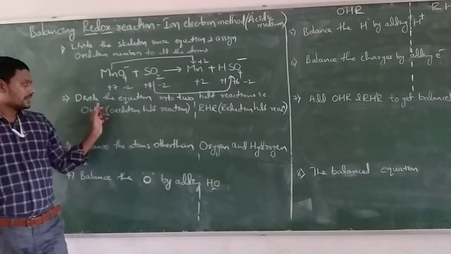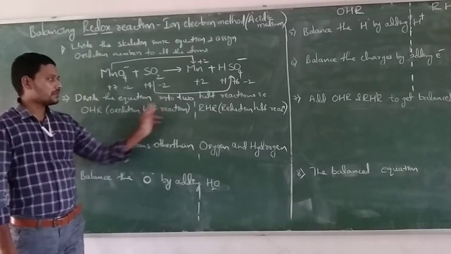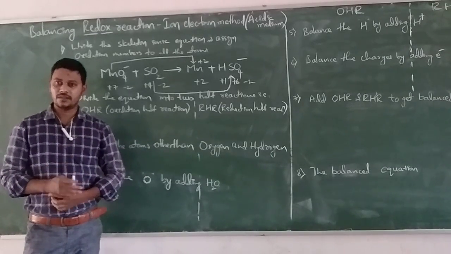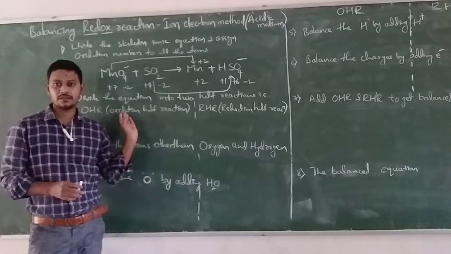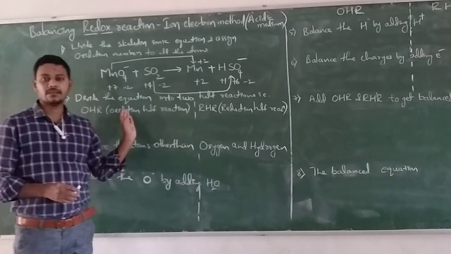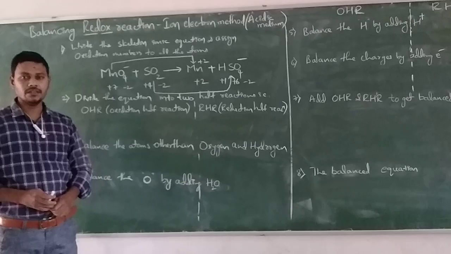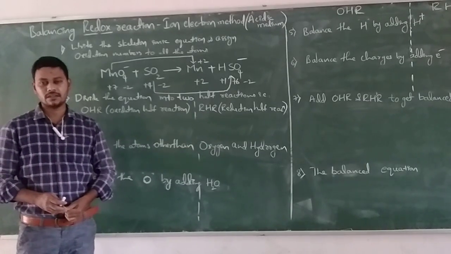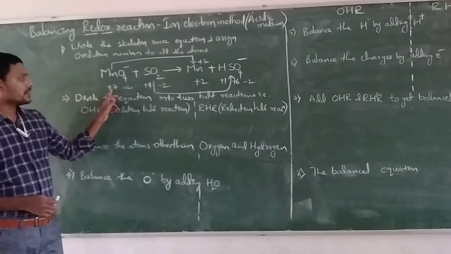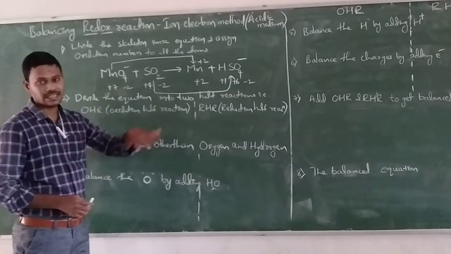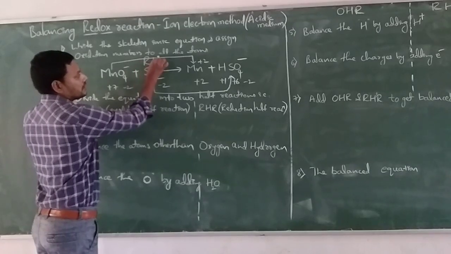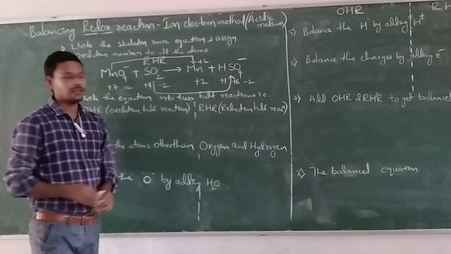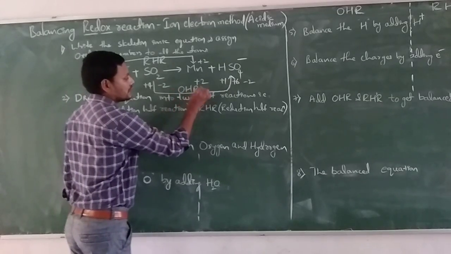After that, second step: we have to divide this equation into two half reactions, the oxidation half reaction and the reduction half reaction. What is the oxidation half reaction? The reaction in which oxidation number increases is called the oxidation half reaction, and the reaction in which oxidation number decreases is called the reduction half reaction. Manganese goes from plus 7 to plus 2, which means it decreases, so this is the reduction half reaction. And here plus 4 to plus 6, the oxidation number increases, so this is the oxidation half reaction.